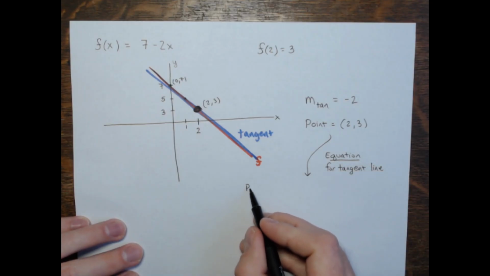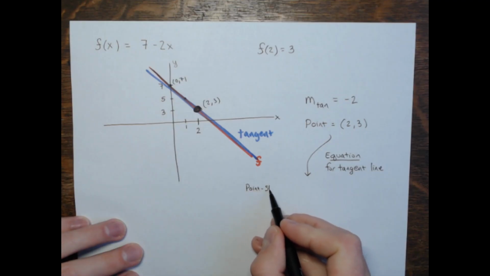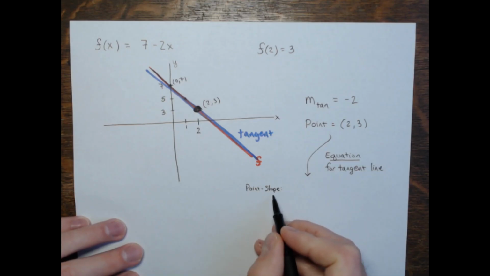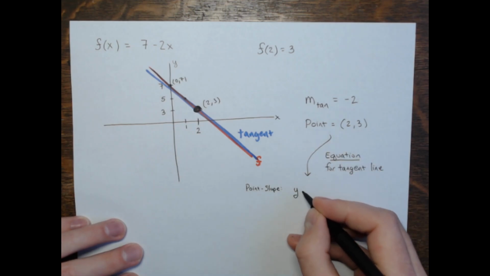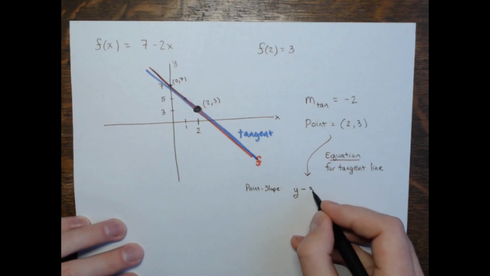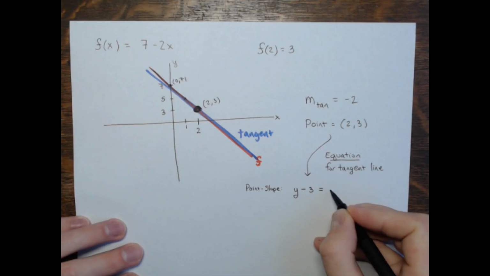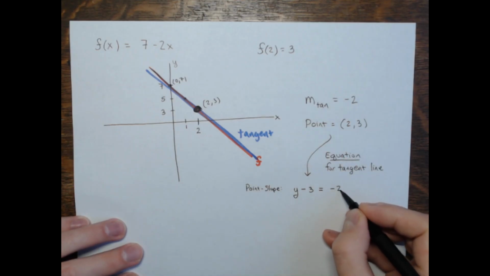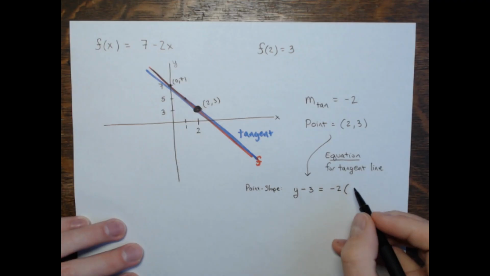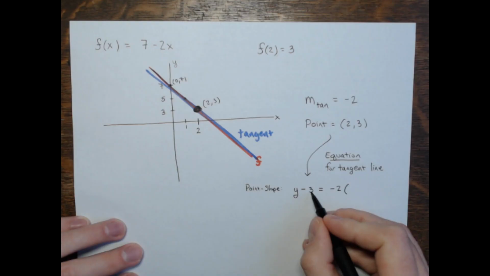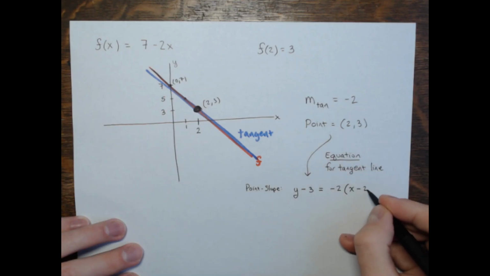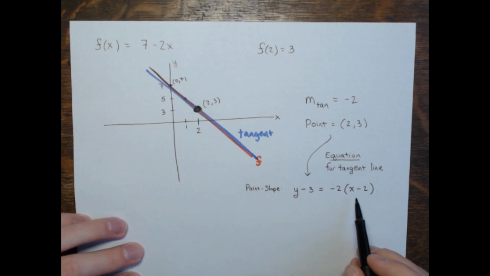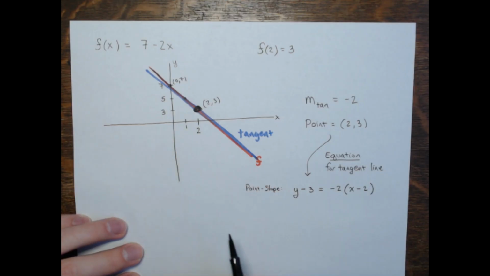Now, remember there were multiple forms of an equation of a line. One of them was point slope. I find this a very easy one to go into. That's where you just write the change in y. So y minus the y coordinate of my point equals the slope, negative 2, multiplied by the quantity of the change in x. I did y first, then minus the y coordinate, so I do the same with the variable x minus the x coordinate of my point. And this is a perfectly valid equation for this line.